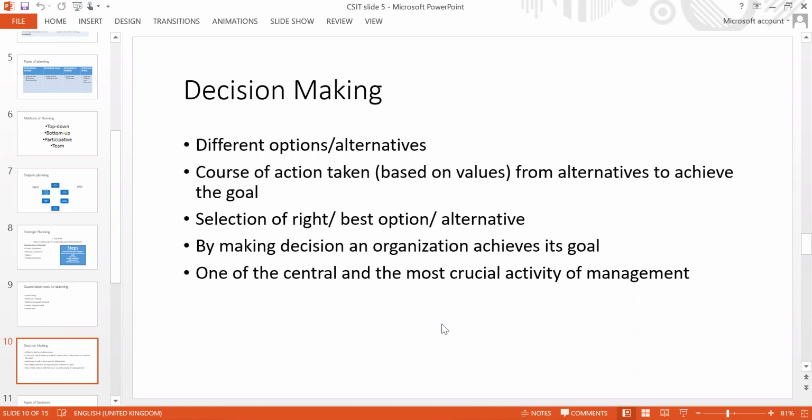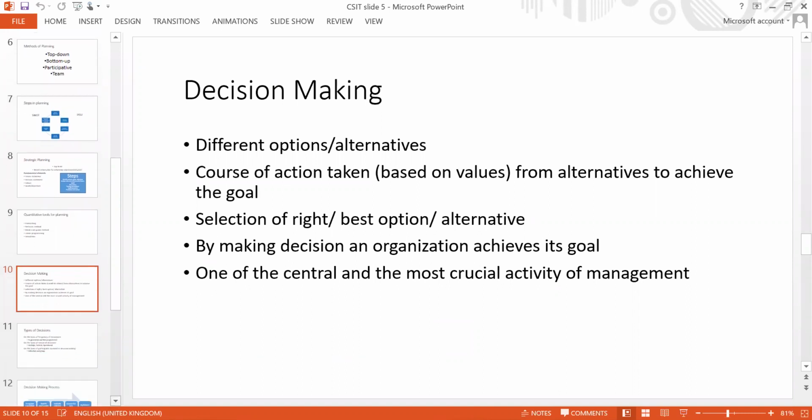Decision making is very continuous. You are constantly making decisions in an organization. So this is a very important and crucial activity in management. There are many situations and many instances where you have to take decisions, and decision making has to be effective so that your goals are achieved. As managers, you have to make effective, right decisions.